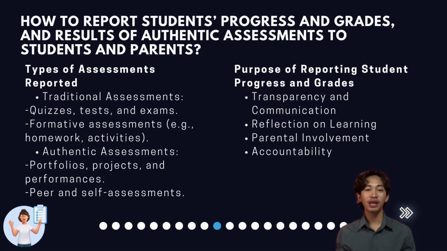Number two, types of assessment reported. There are two main categories of assessment reported. These are traditional assessment and authentic assessment. But first, let's talk about what is traditional assessment. In traditional assessment, we have quizzes, tests, and exams. These are typically summative assessments that evaluate a student's ability to recall and apply knowledge. Grades for these assessments are often straightforward and are reported as numerical scores or letter grades.